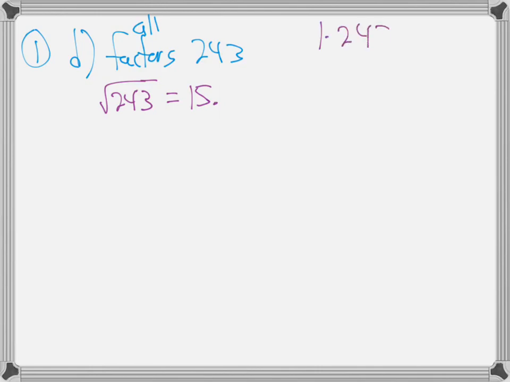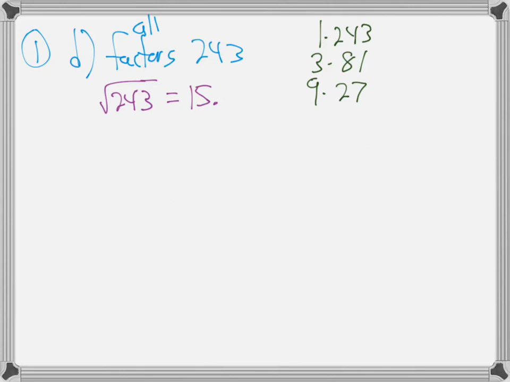Start with 1. Just divide by 2, divide by 3, divide by 4, all the way through. 2 doesn't work. 3, whatever that is, 81. 4 doesn't work. 5, 6 doesn't work. 7, 8, 9. That's it. There can't be any more.